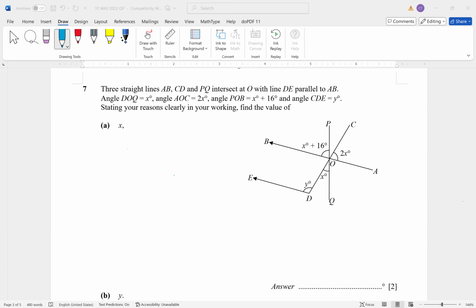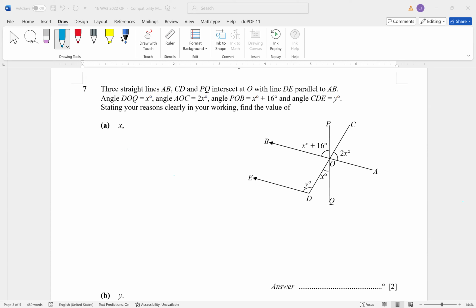So we have three straight lines A, B, C, D, and P, Q that intersect at O with the line DE parallel to the line AB. Angle DOQ equals X, angle AOC equals 2X, and angle POB equals X plus 16 degrees. And angle CDE is given as Y. Stating your reasons clearly in your working, find the value of X.